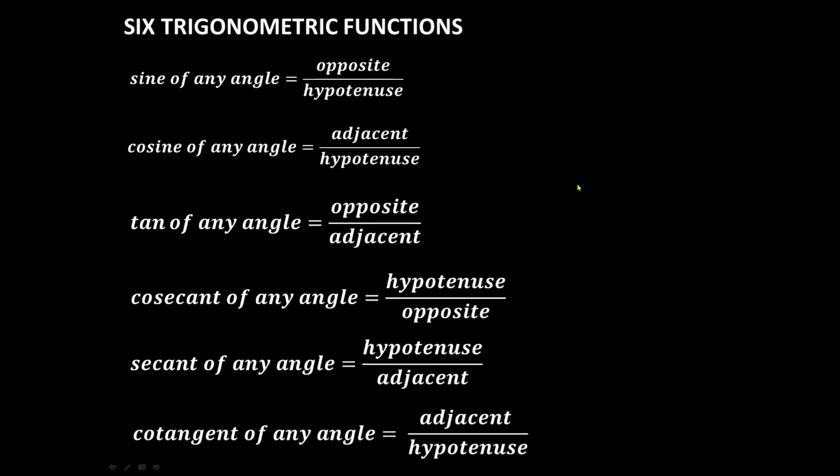Cotangent of any angle is always equal to adjacent over hypotenuse. At yan ang ating 6 trigonometric functions.